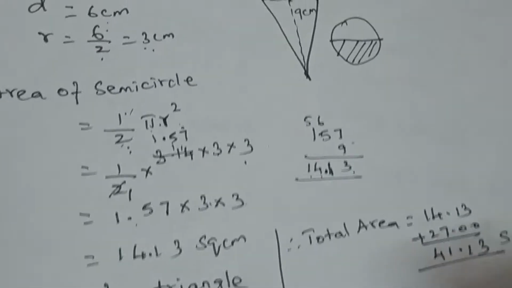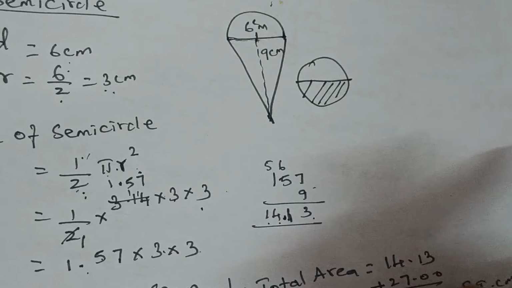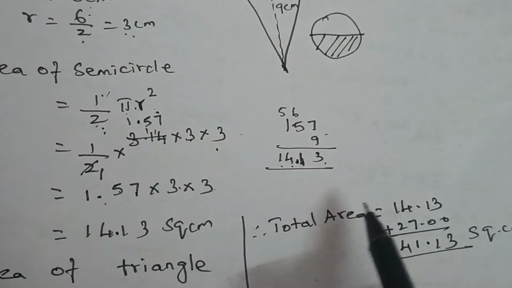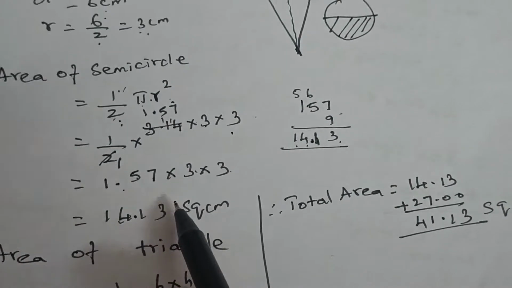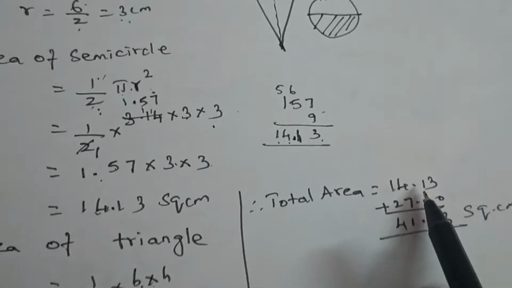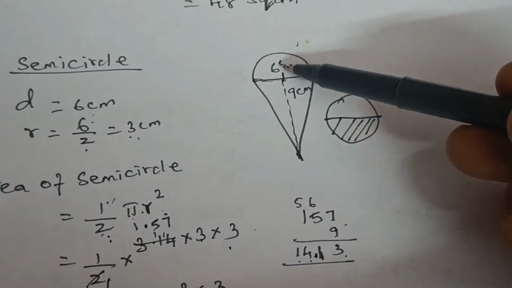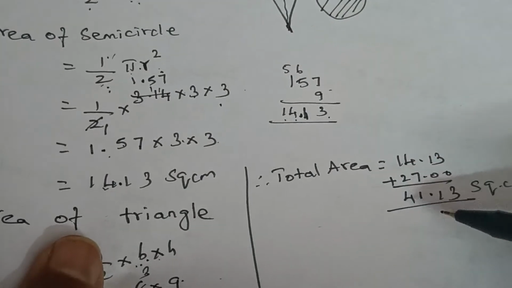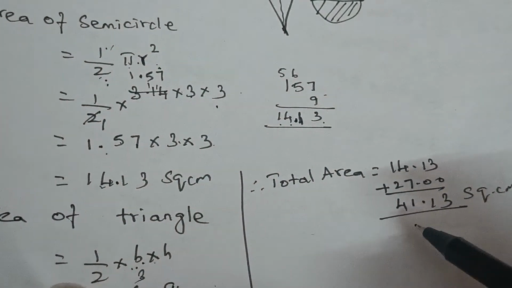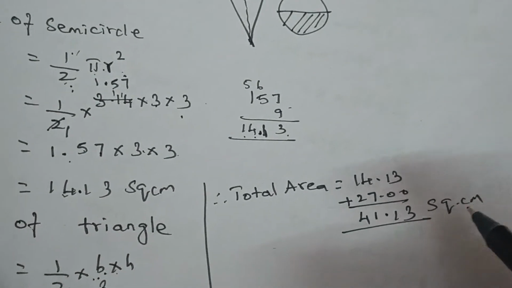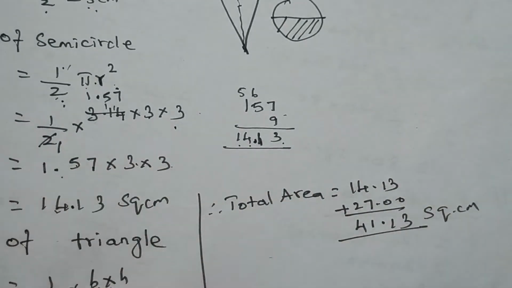Now how to find the total area? Addition or subtraction? They are combined from outside. So it is addition. So total area is 14.13 plus 27. 14.13 is the area of the semicircle and 27 is the area of the triangle. So when you add them both, we get 41.13 square centimeter is the total area.